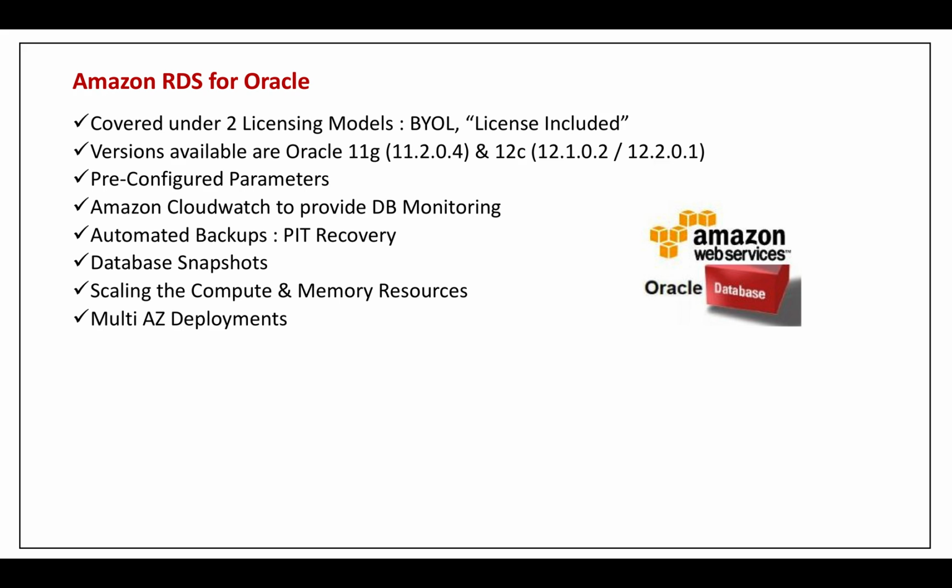RDS provides multi-AZ deployments. Multi-AZ deployments means that you can create your RDS database in multiple availability zones. So you could have a primary database in, say, US West 2A, and a standby in US West 2B. Please keep in mind that when I talk about primary and standby, it doesn't use the Data Guard technology. There's a different kind of technology provided by Amazon which is used in the multi-AZ deployments.